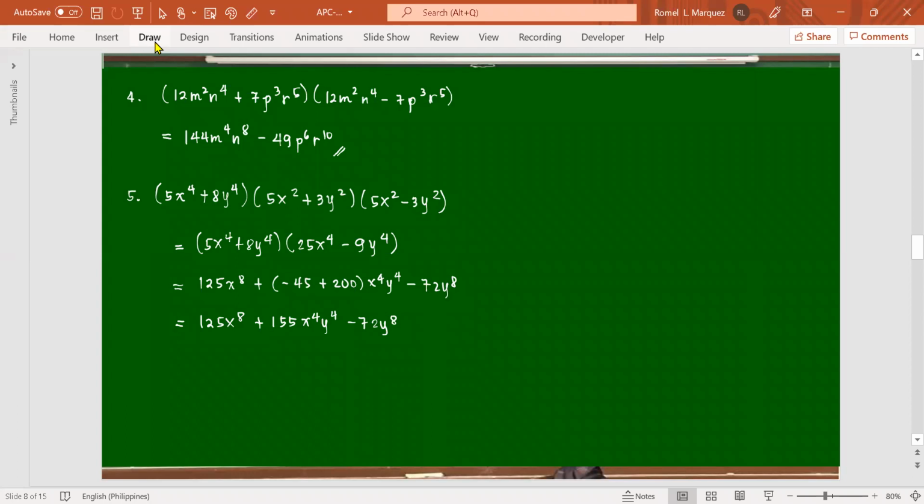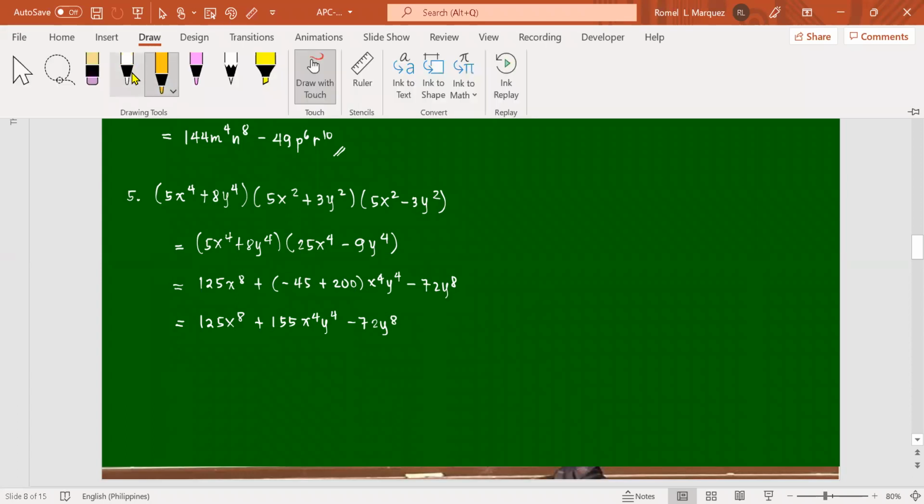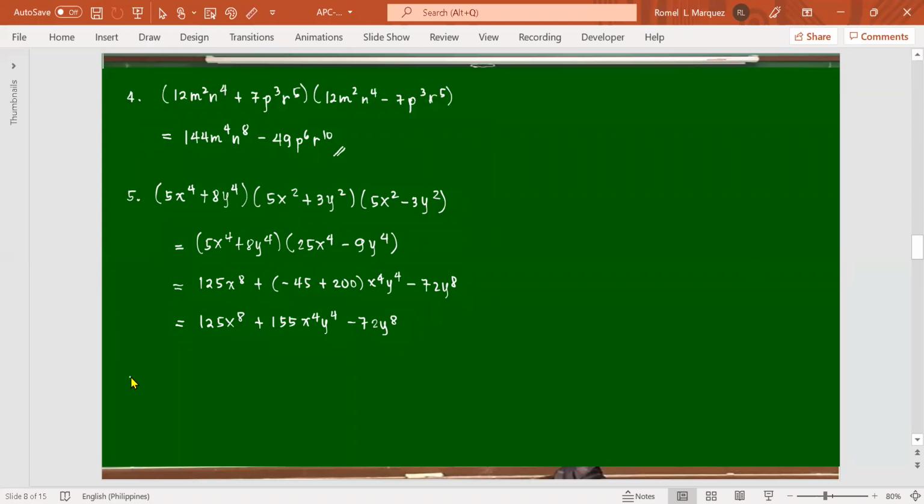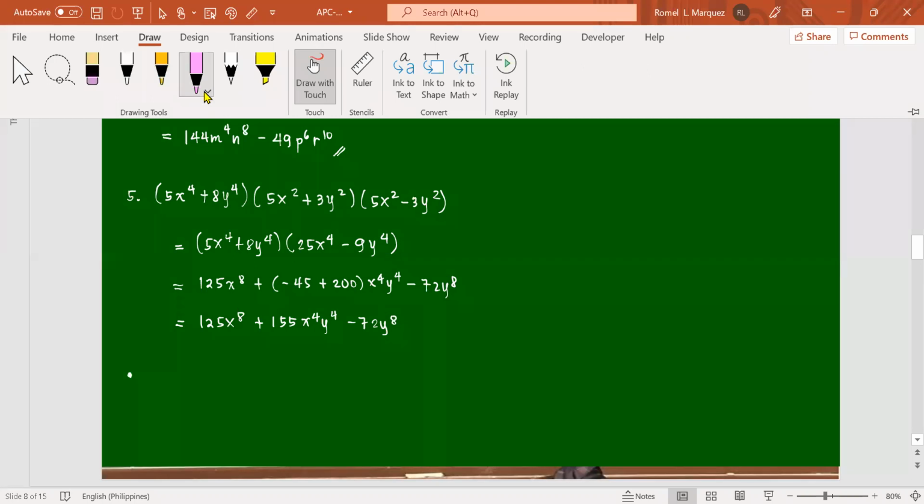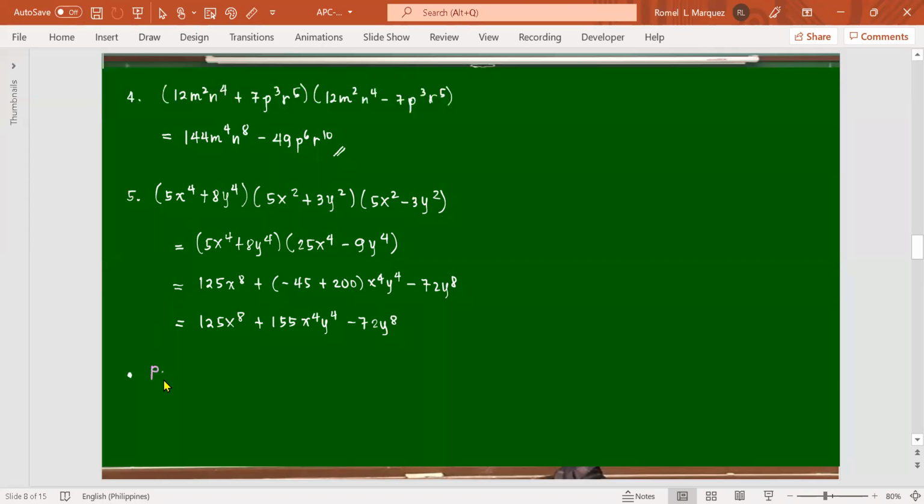Now, the next one we have is what we call the product of a binomial and a trinomial. But it's a special product. The product of a binomial and a trinomial.